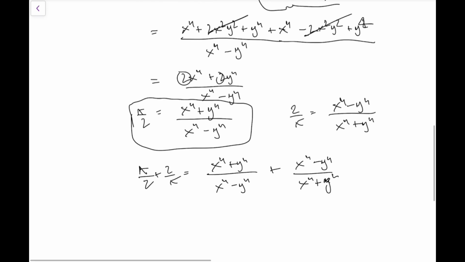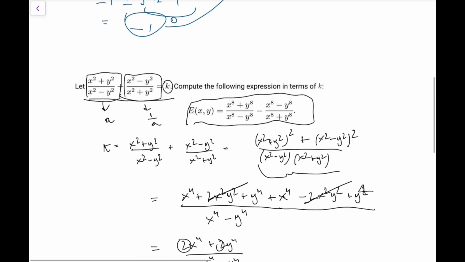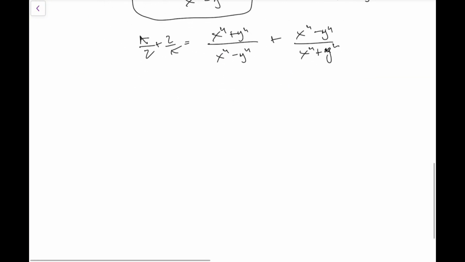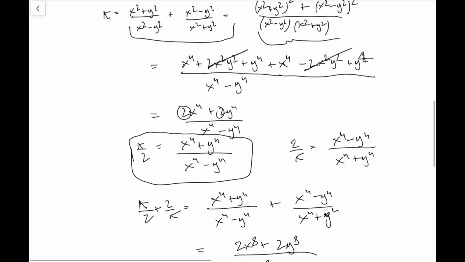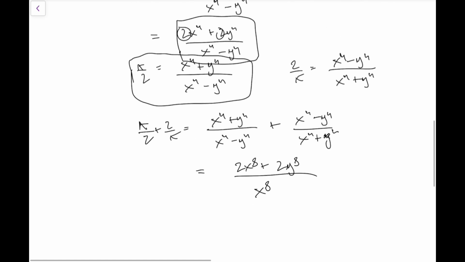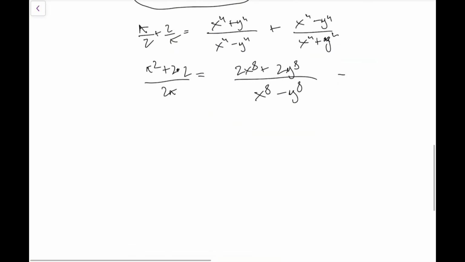Following the steps we did earlier with this computation, we're going to get a very similar result, which is going to be 2 times x to the power of 8 plus 2 times y to the power of 8, all divided by x to the power of 8 y to the power of 8. This is the same result, but with powers of 8. And this is simply going to be k squared plus 2 times 2, so this is k squared plus 4 over 2k.